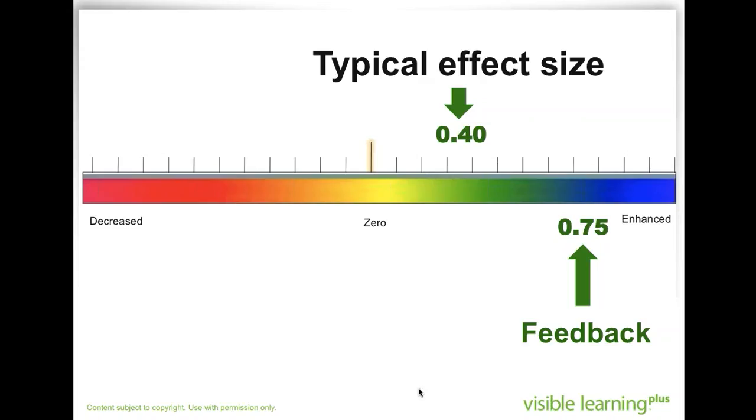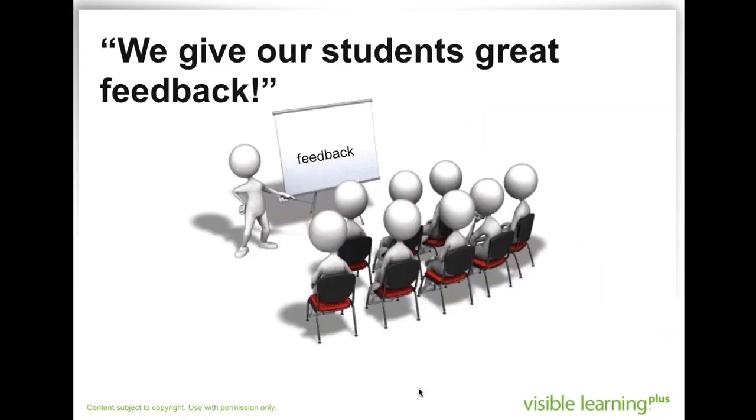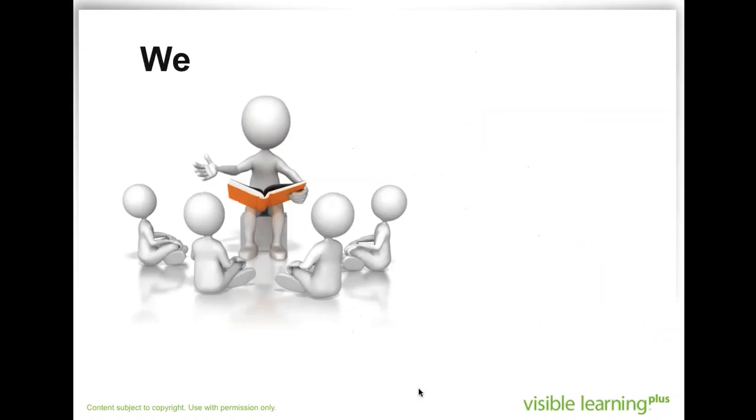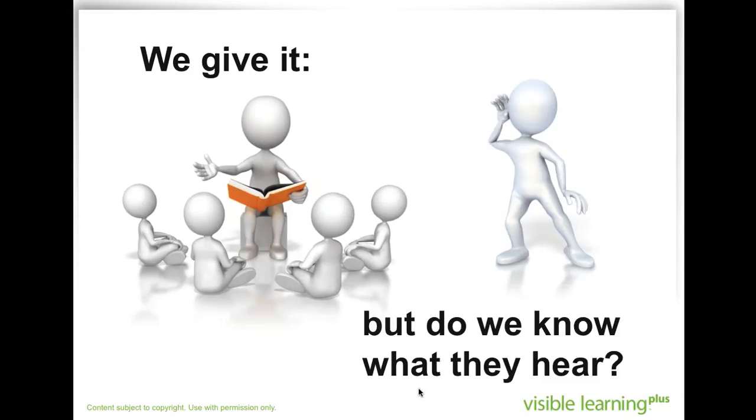It's going to stay at 0.75 no matter what any individual does. So within feedback, we can dig and realize there's some aspects that will make it be even higher. The average is 0.75, which alone is double the average, and that's why we say it doubles the speed of learning. A lot of us, myself included, would say we give our students great feedback, but we have to be cautious because what do they hear?